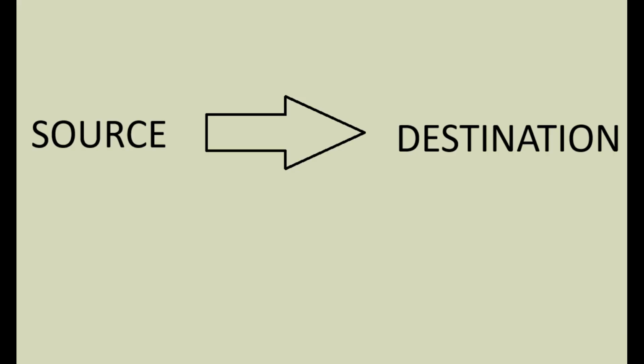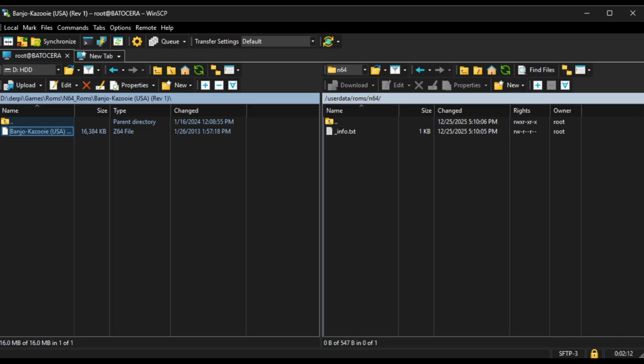In this example, I will be transferring a single N64 game, Banjo-Kazooie. On the left-hand side, navigate like before to the destination where your ROM is stored. On the right-hand side, go to the path indicated for the N64, which should be /userdata/roms/N64. I reiterate looking at _info.txt to ensure you have a workable file.